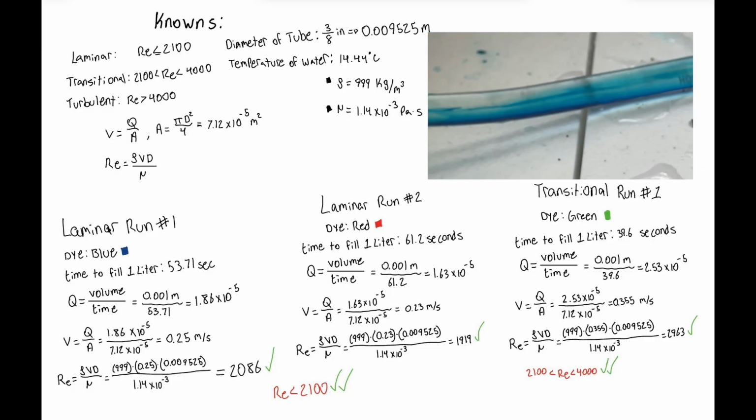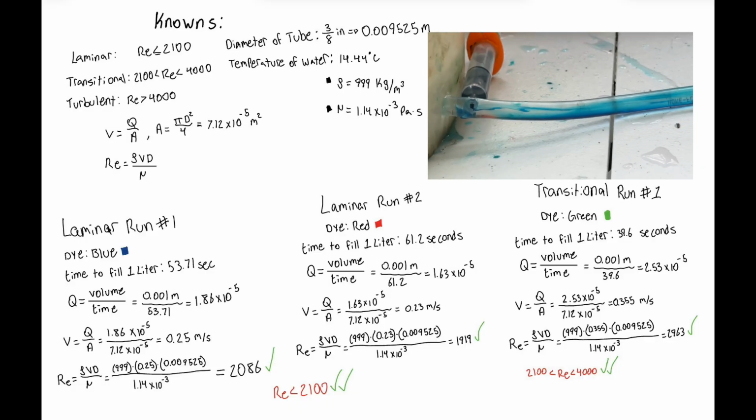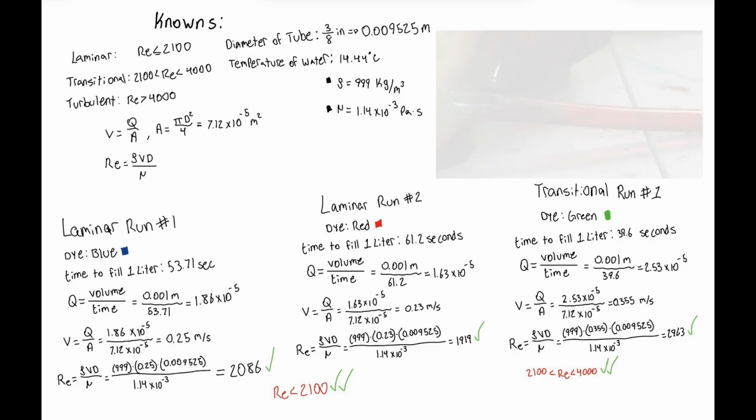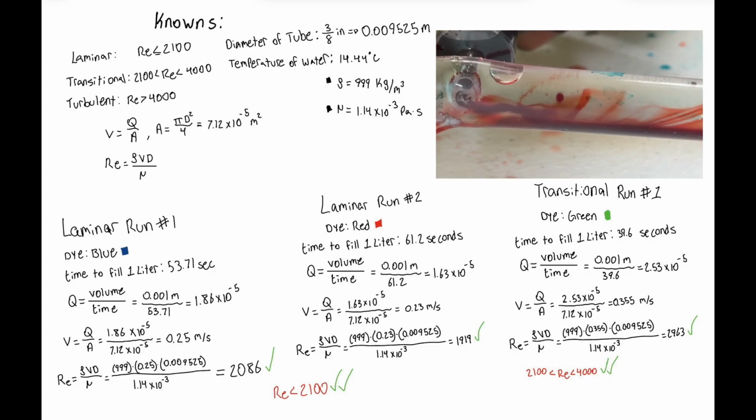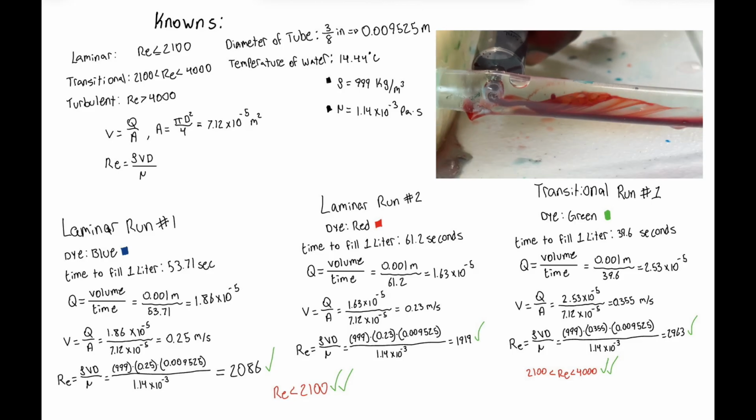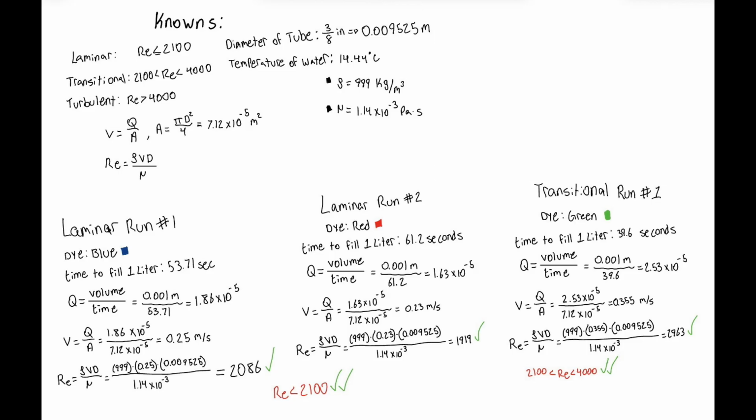And as you can see in the video, the flow is very smooth and not chaotic, clearly showing that it is laminar. And as you can see, the same can be said for our red dye test as well, which yielded us a Reynolds number of 1,919. And with both of our Reynolds numbers being below 2,100, we can clearly see that those flows were laminar.